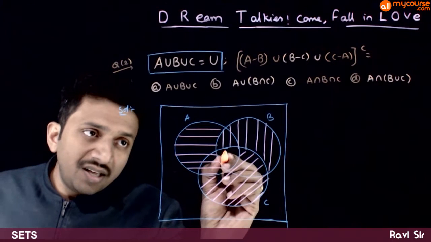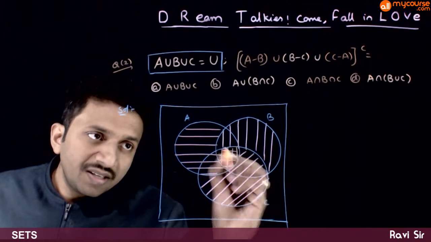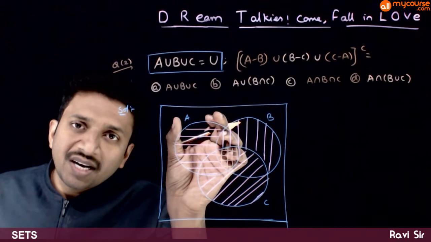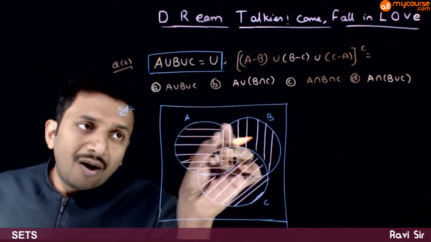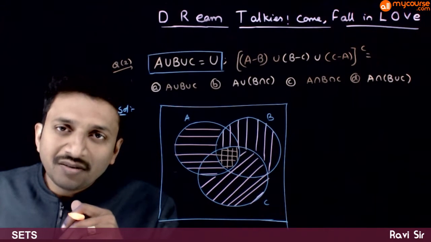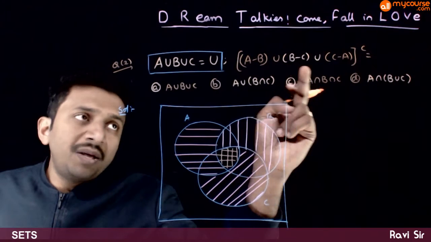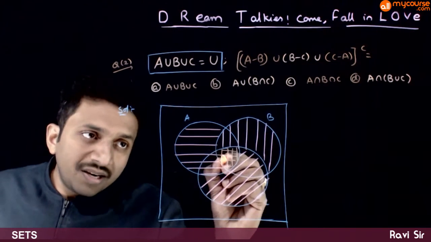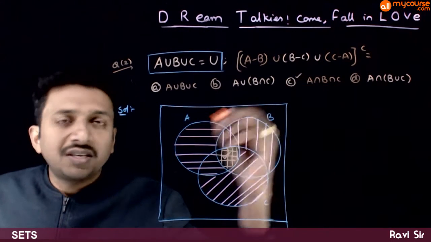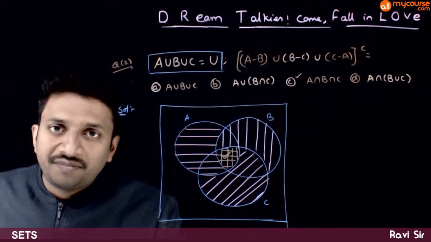So as you can see, the remaining portion is just this area, right? This area is remaining and the area outside is remaining. But area outside is a null set because all these 3 sets combinedly form the universal set. So there is no other region which is apart from A, B and C. Hence, A minus B union B minus C union C minus A whole complement is this region. So what does this region represent? Obviously, A intersection B intersection C. So option C is the right answer.